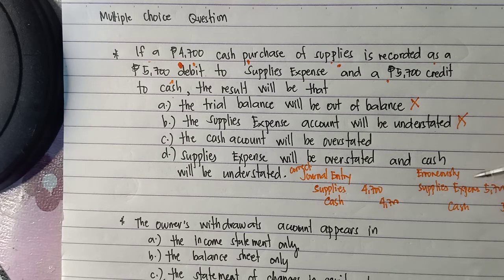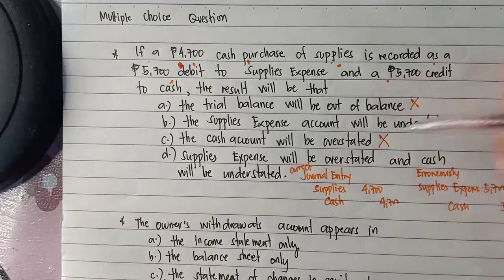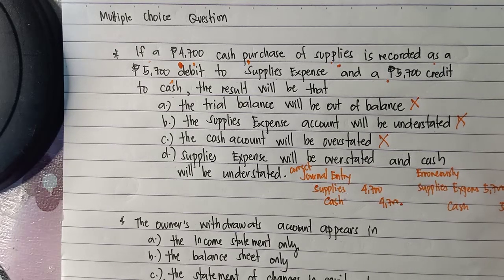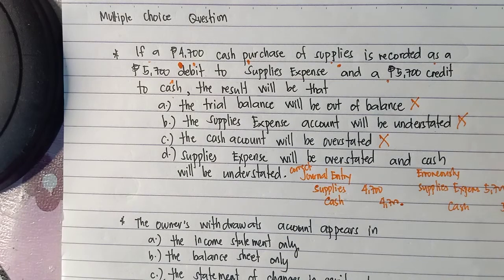Then, the cash account will be overstated. No, because the cash recorded is 5,700 and the correct amount should be 4,700. So, the cash is not overstated. The cash is understated, because the credit was recorded 1,000 too much.